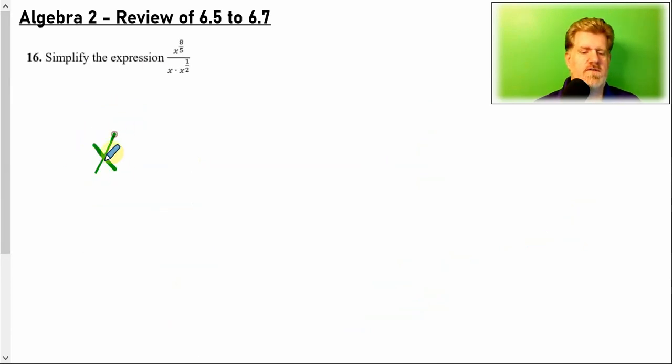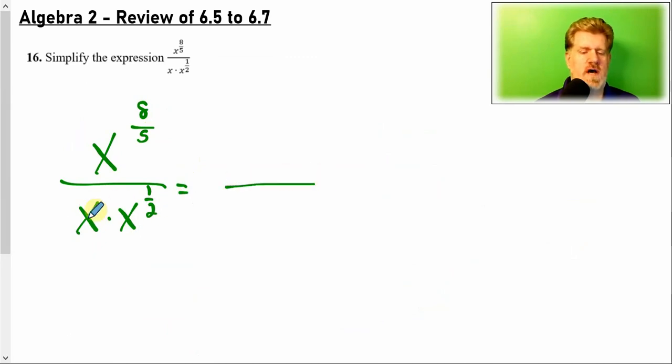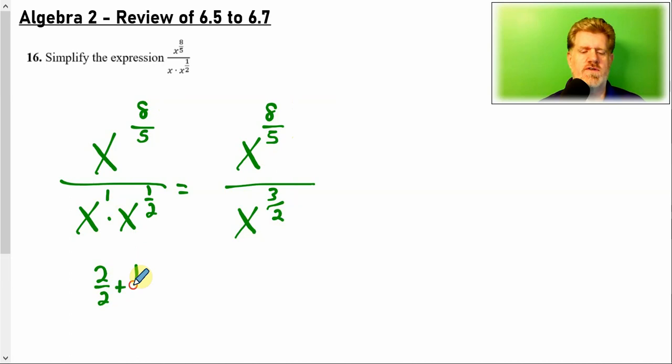Alright, this one looks a little funky, but you know what to do. First of all, let's do the bottom. When you multiply together, what do you do with exponents? Well, you add them. What's 1 plus a half? Now there's a 1.5. Okay, sure, it could be 1.5. But we're dealing with fractions here. So 1.5 is 3 over 2. Because remember, this would be 2 over 2 plus 1 over 2. That's how you get 3 over 2.